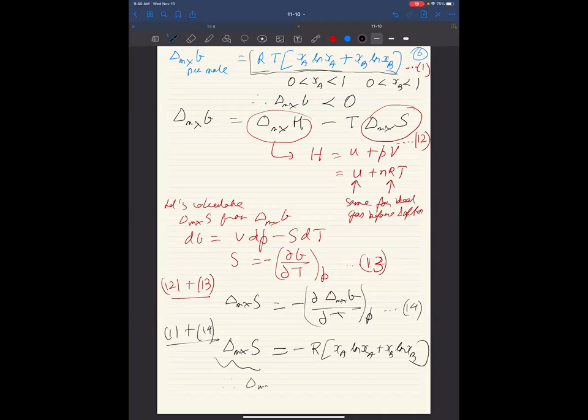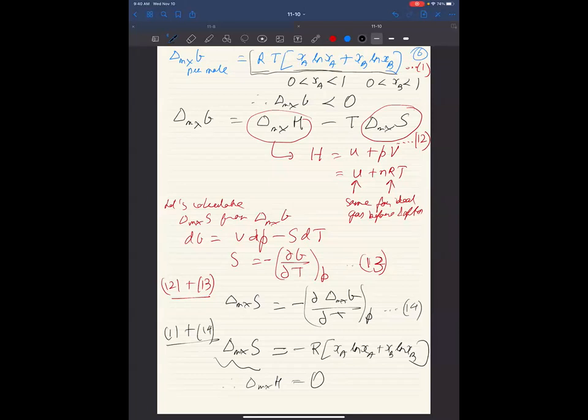Therefore, delta mixing H is equal to 0. What does this mean? This means that mixing of ideal gases is purely entropy driven. Nothing happens. The only reason they mix, which makes sense, is that there is no interaction energy between them anyway, right? It's just like they really like to mix. They like to get lost, right? It's like you're mixing things together and they just get lost. Entropy is the only driving force.